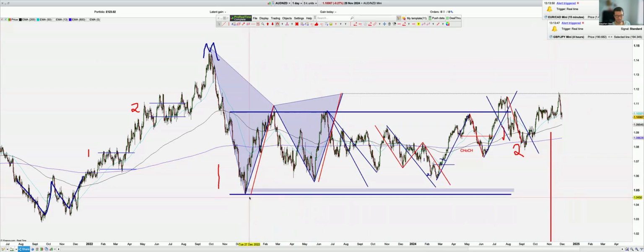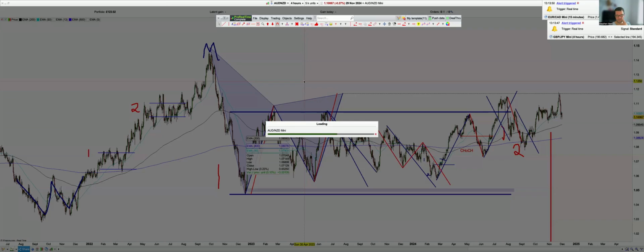So as you can see, this length AB is equal to CD. I just simply copied that line and put it here. So you can see AB equals CD. We've had other AB equals CDs, not quite complete. It will probably complete. And we've seen this A, B, C, D complete up here together with the Gartley, and we took that short. We then zoom in on the price action here.